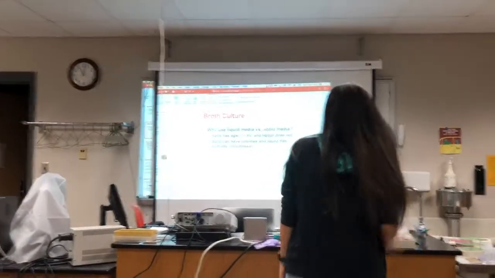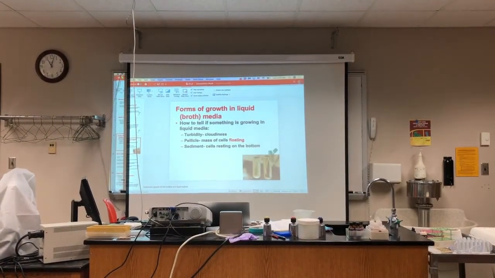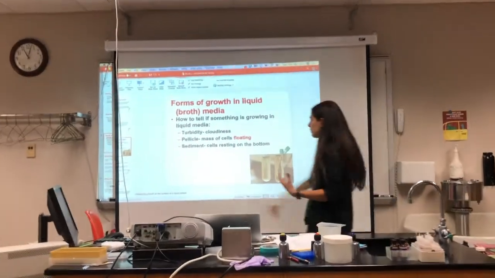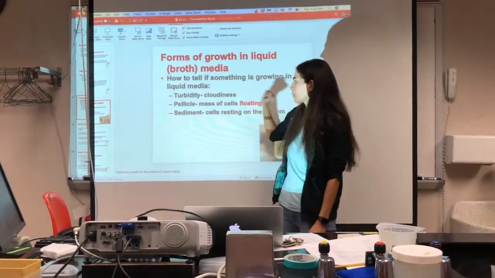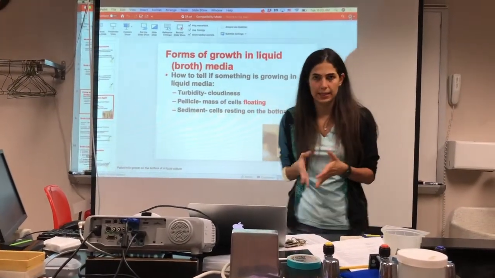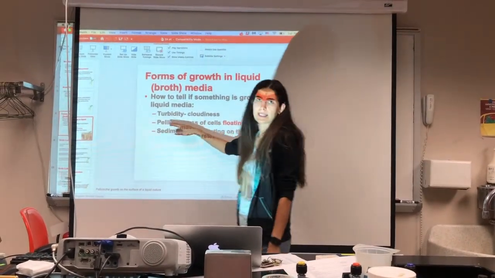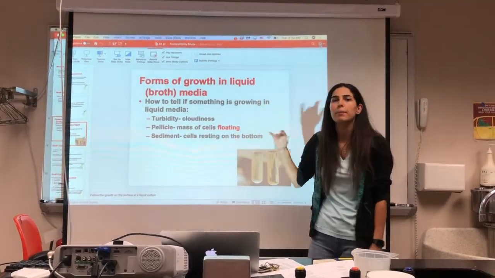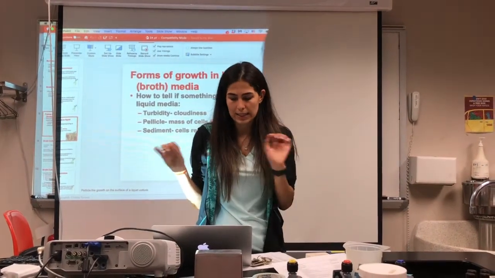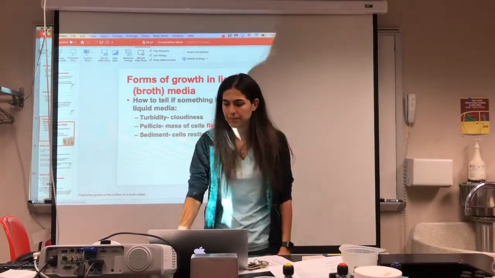Okay, so what we are going to do today is inoculate the bacteria in a broth media. So how to tell if something is growing in liquid media? The first thing is turbidity. Turbidity is the cloudiness, as I showed you before. But the other thing is pellicle. Pellicle is a mass of cells floating, and sediment is cells resting on the bottom. I will show you later what is the difference between these three. But for now, you should know that we have three different kinds of growth.